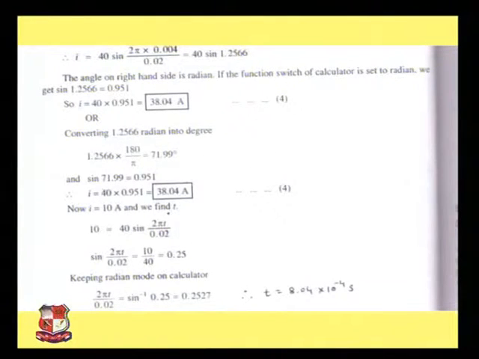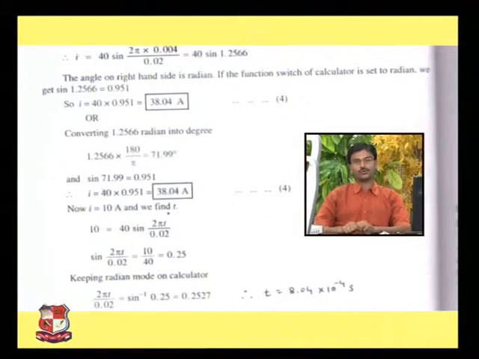0.004 second. I have to put the value of small t into the standard equation. i is equal to 40 sin 2 pi into 0.004 divided by 0.02. Here we put the value of small t equal to 0.004 into the equation. So we get sin 1.2566. So by use of a scientific calculator, we can find out the value of current i is equal to 38.04 ampere.